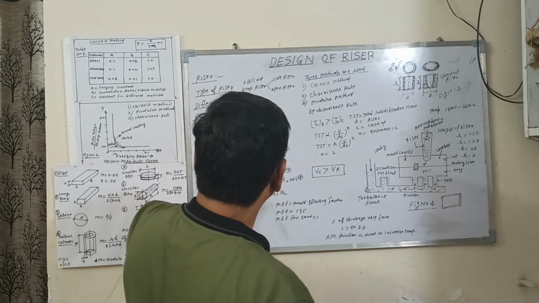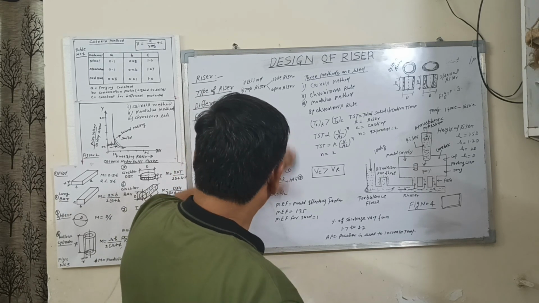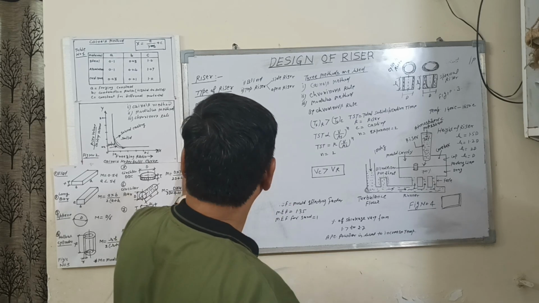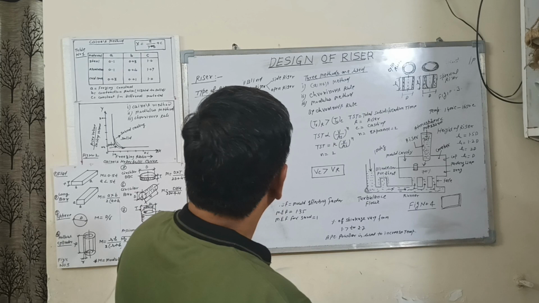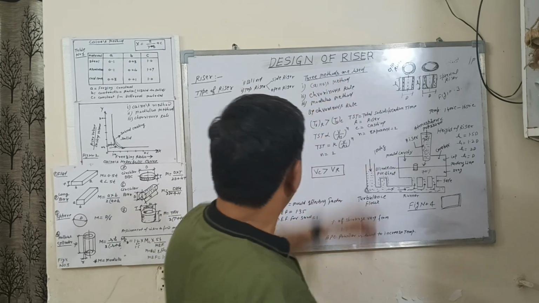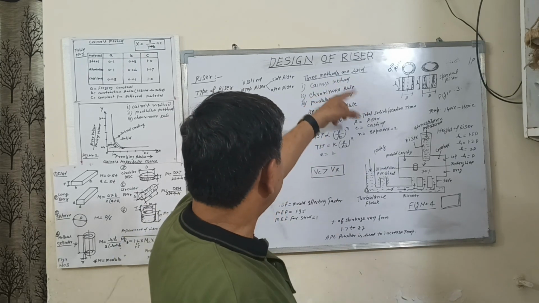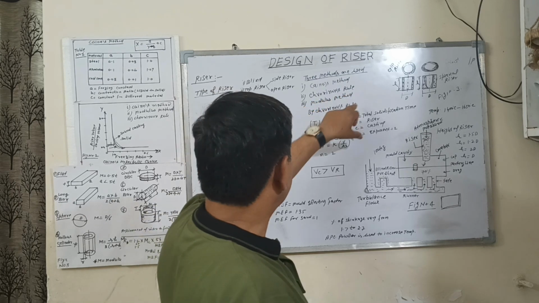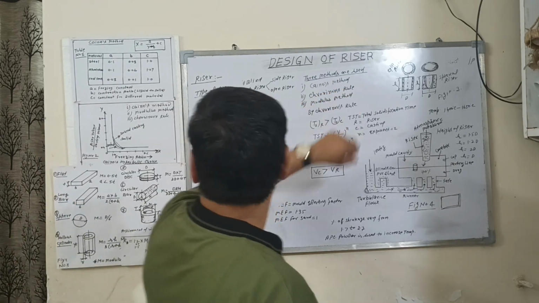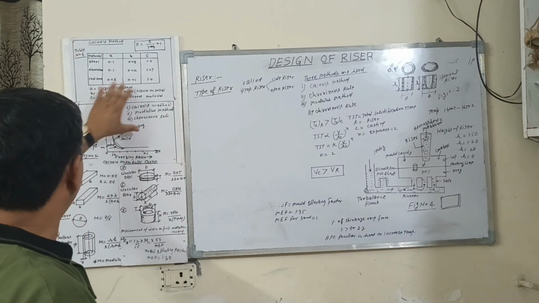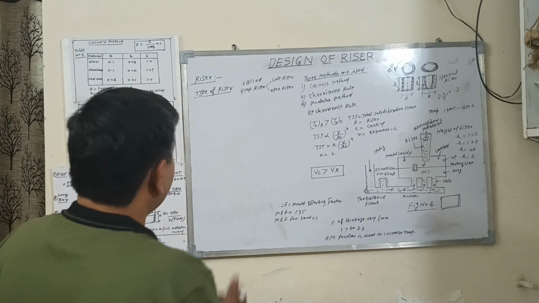The designing of the side riser generally depends upon three methods: Cannon method, Chvorinov method, and modulus method. First, the Cannon method. Here you can see this table. This is the Cannon method.